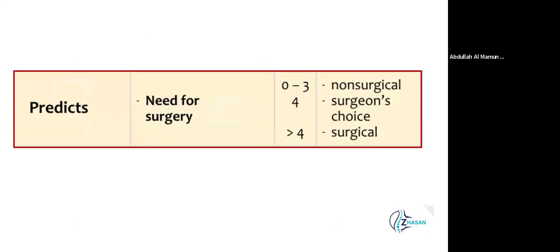So this is all about the TLICS classification. Again, 0 to 3 is non-surgical, more than 4 is surgical, and 4 is your choice whether to go for surgery or not. Up to this is very easy, I think. If there is a question, you can ask me or Dr. Jia.